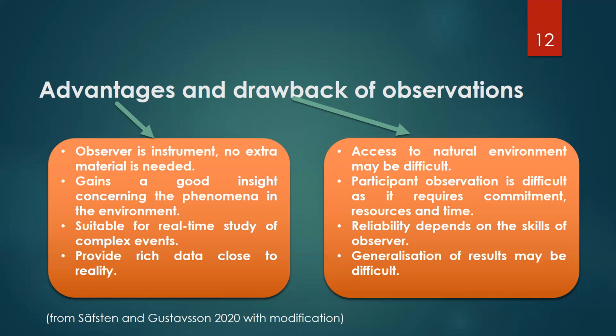What are the problems? Access to the natural environment may be difficult, of course. Participant observation is difficult as it requires commitment of resources and time. Reliability depends on the skills of the observer. Generalization of results may be difficult. Maybe more than one observer is needed for doing such a study. And also the observer's matter of taste can influence the result.